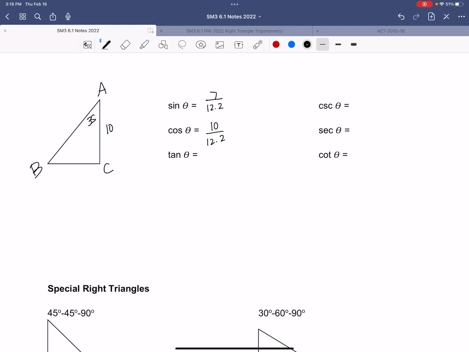But here's what we got. I'm trying to remember what the tangent, 7/10. Okay, so that was from Thursday.